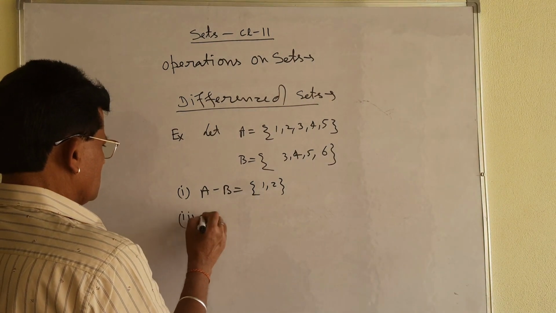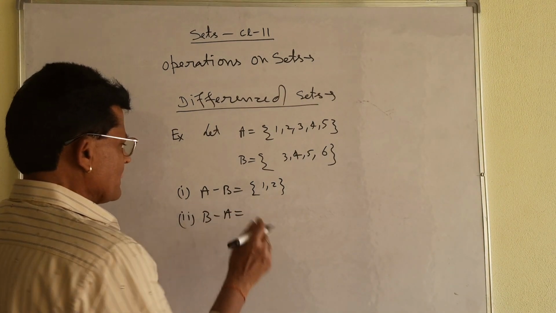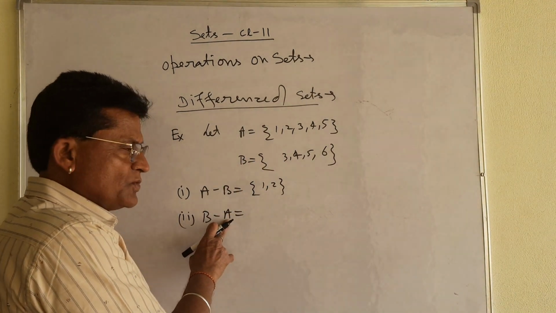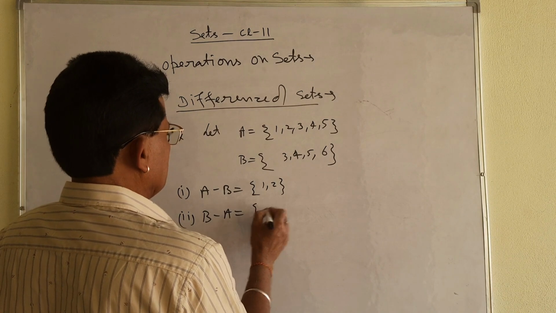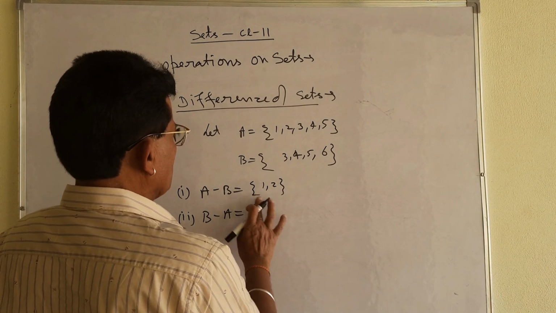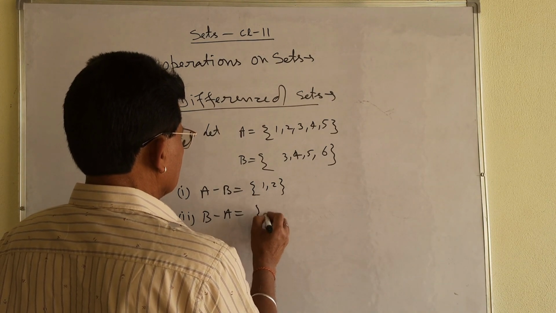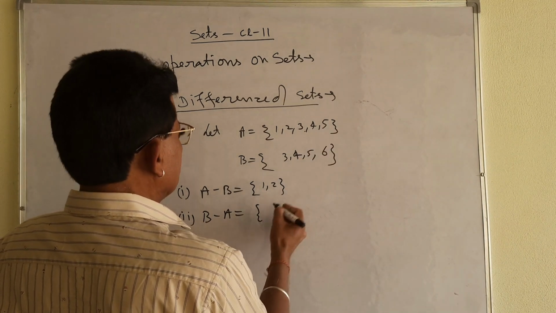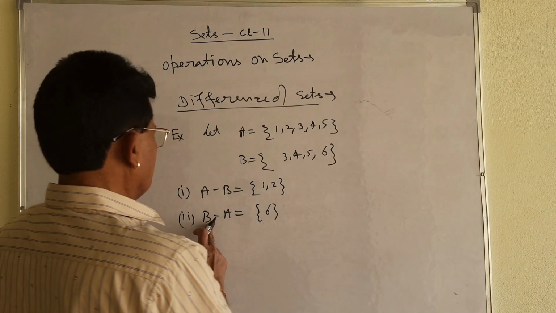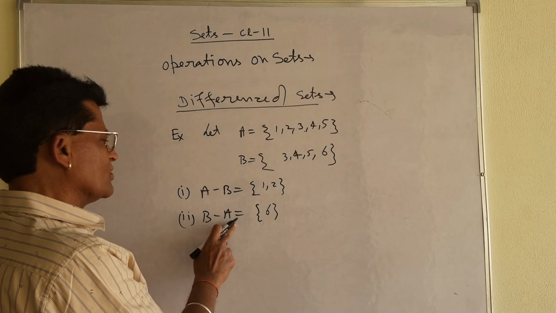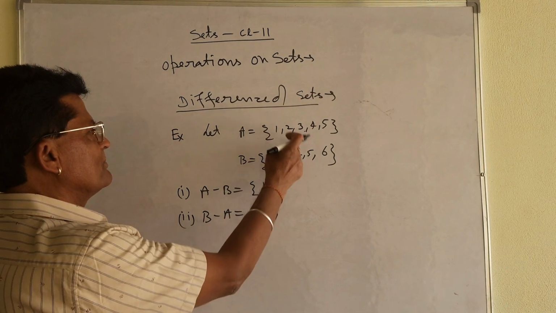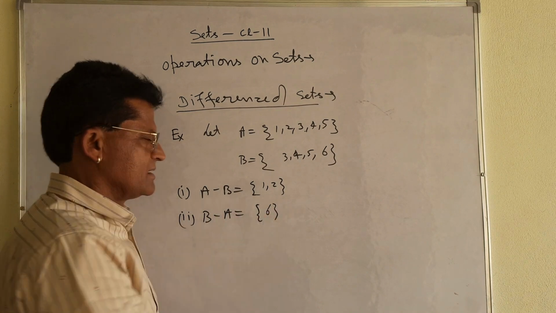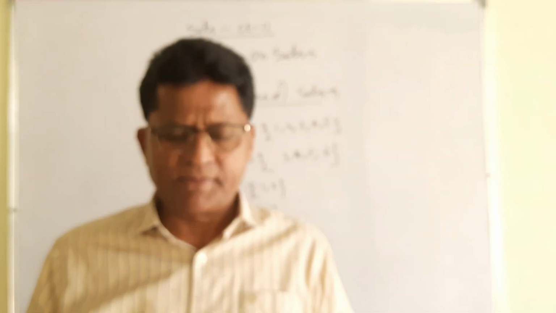Let me write B minus A. What is the meaning of B minus A? Elements which lie in B but do not belong to A. Let me tell you, you must write all the elements in the braces. What is that? 3, 4, 5 are here. Only 6 is not here. So B minus A is {6}. B minus A means subtract A from B. I subtracted A from B. It belongs to B, does not belong to A. That is 6, only the sixth element.